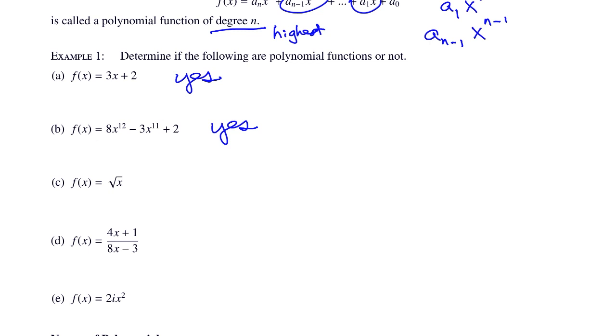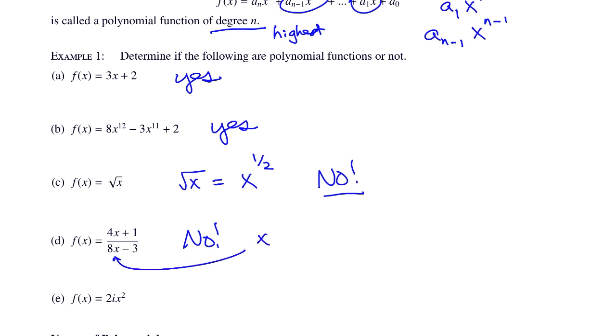Question C. F of x is equal to the square root of x. In this case, the square root of x can be rewritten as x to the 1/2 power. You're not allowed to have fractional exponents in order to be a polynomial. So this one is no, not a polynomial. D, f of x is equal to 4x plus 1 over 8x minus 3. This one is no, not a polynomial, because you're not allowed to have x's in the denominator.